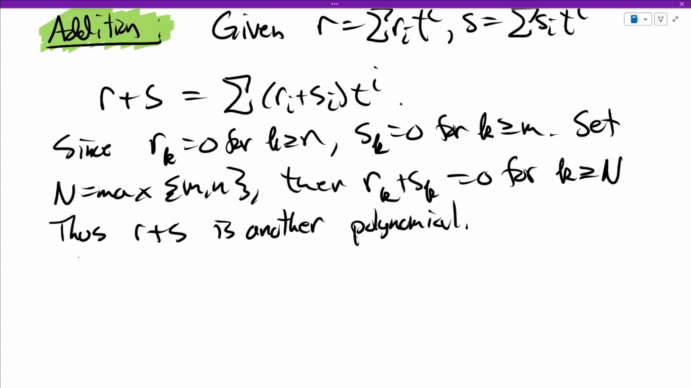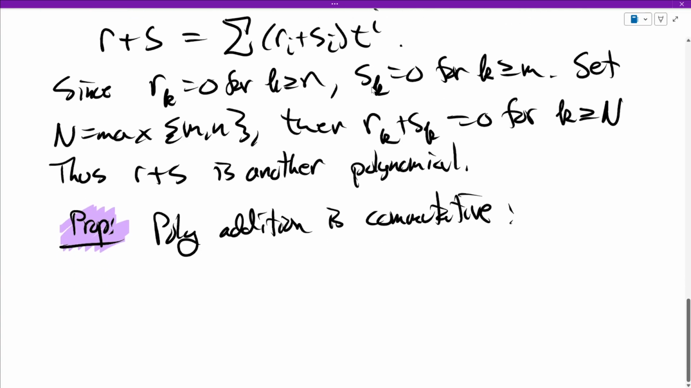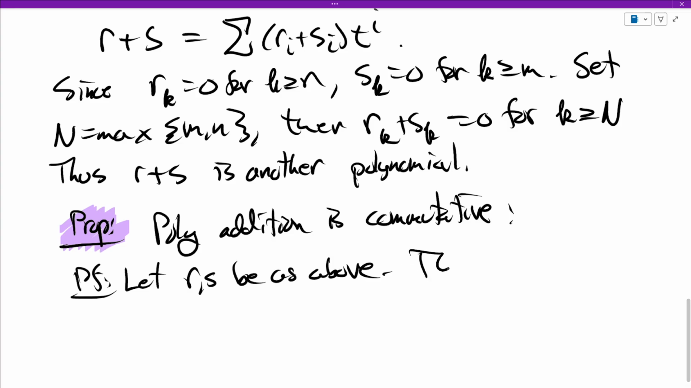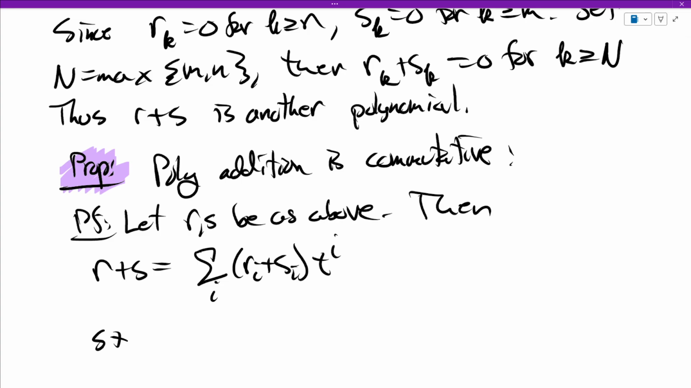In particular, if you wanted to do a quick proposition, for example, suppose that you wanted to prove that polynomial addition is commutative or associative even. How might you do it? Well, let R and S be as before. Then R plus S is the sum of (R_i plus S_i) t to the i. Sometimes you'll put an i down here. And then S plus R, but we've abused notation. This notation is pretty lax, so you don't have to always write the i if it's understood what the index is. And then this is the sum on i of (S_i plus R_i) t to the i.